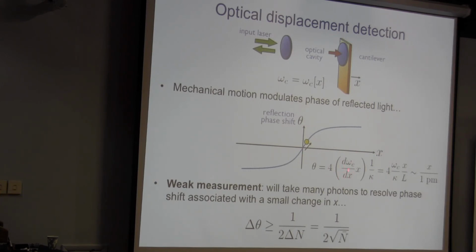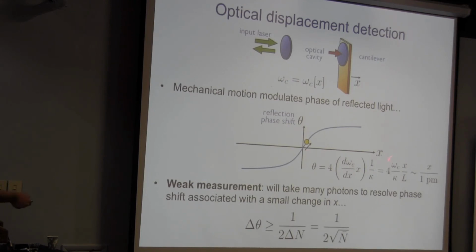It's basically given by our optomechanical coupling, how strongly the frequency of the cavity depends on x, times the position of the mechanical resonator, divided by the damping rate of the cavity. And here I'm assuming that we're driving the cavity on resonance when x is equal to 0.